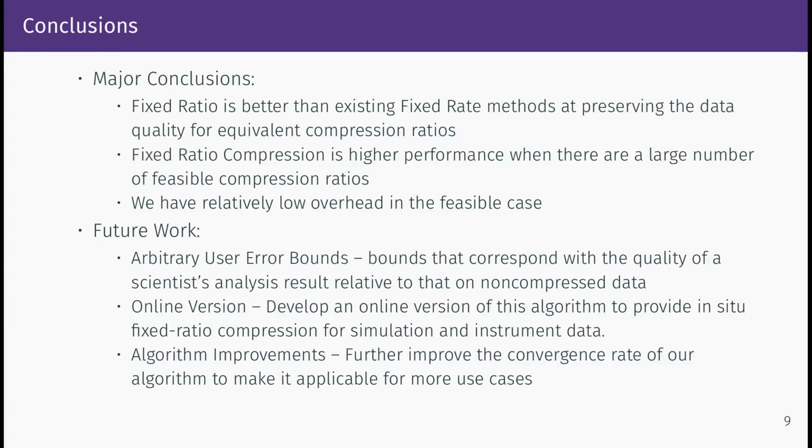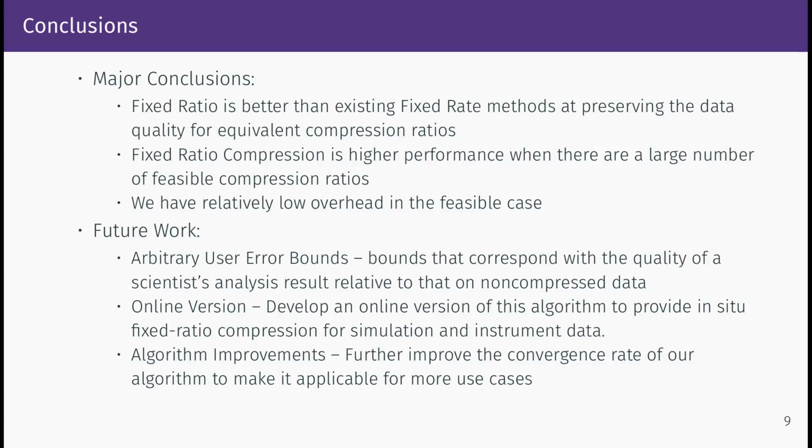As future work, we identify a number of key points. One, we want to look at arbitrary user error bounds. This is the notion that scientists have analysis scripts that they want to run on their data, and they want to ensure that those analysis scripts give the same results with and without lossy compression. So we would call the correctness of the user's analysis scripts something of an arbitrary user error bound.